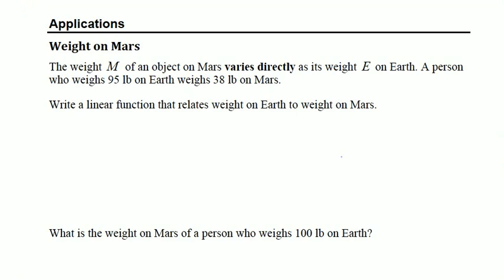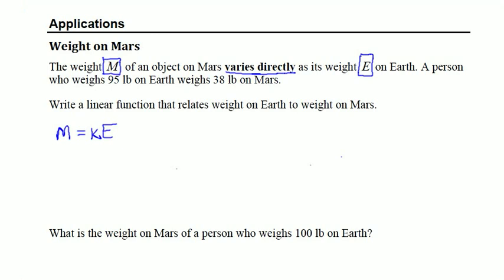First, weight on Mars. We're told that the weight M of an object on Mars varies directly as its weight E on Earth. If we're given variables, then we're going to use them. So the first thing we want to do is write out what this means algebraically. M varies directly as E, so M is equal to some constant of proportionality K times E.